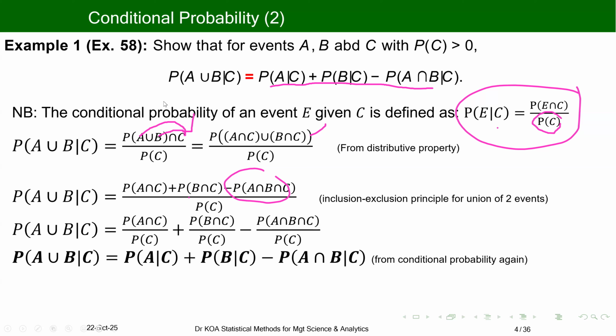So we've been able to prove that the probability of A union B given C is actually the whole of this right-hand side, moving down here.